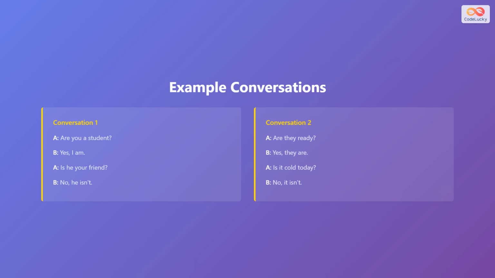In the second conversation, person A asks, are they ready? And person B says, yes, they are. Then person A asks, is it cold today? And person B answers, no, it isn't. These examples show how short answers are used in natural dialogue.